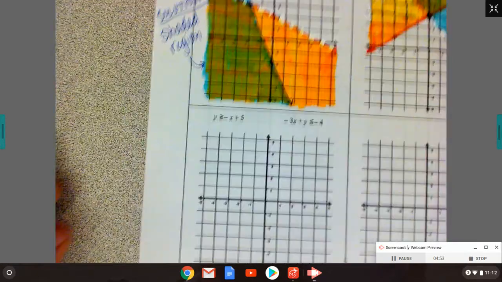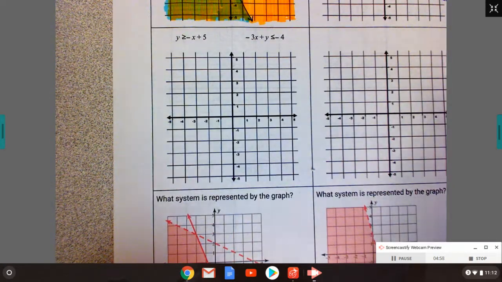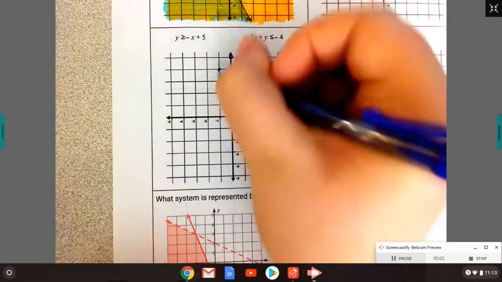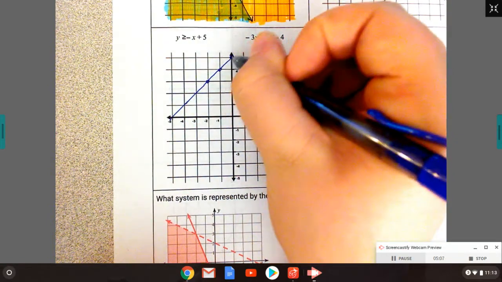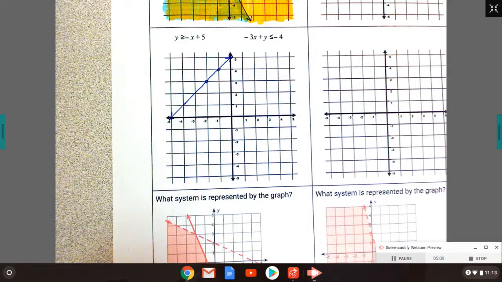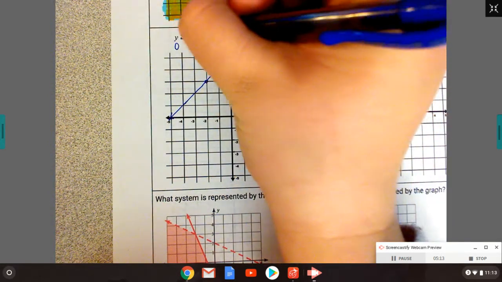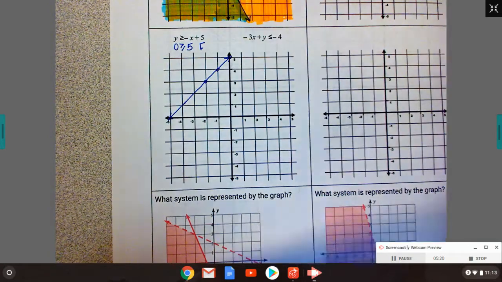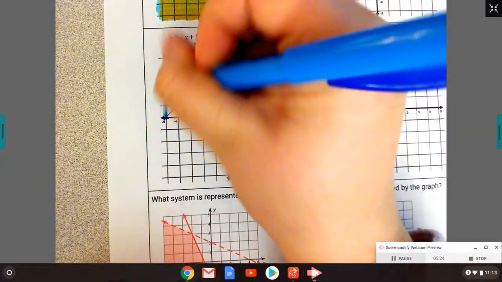Let's try another. So this one, we've got intercept at +5 and a slope of -1. So down 1, right 1, down 1, right 1. It is a bold line. And it is greater than or equal to. So if I plug in a 0, 0, it'd say 0 is greater than or equal to 5, which is false. So I don't want to shade this side with 0, 0. I want to shade the other side.